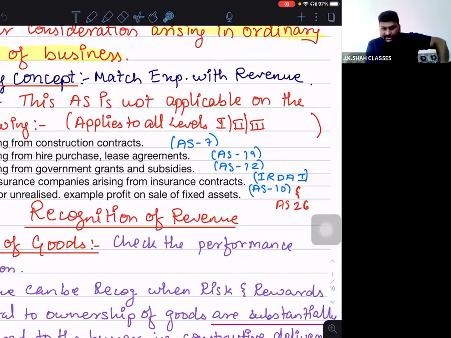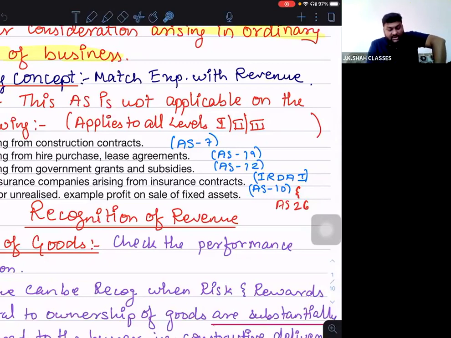and we'll be learning in AS 19 in detail how HP and lease agreements incomes are recorded. Point number 3, revenue arising from government grants and subsidies. Sir, we have a separate AS 12 for it. So we'll be learning there how to record the government grants or subsidies. Then revenue of insurance companies arising from insurance contracts, they'll be following the IRDAI guidelines, the insurance regulatory guidelines. So AS 9 is not applicable to them.